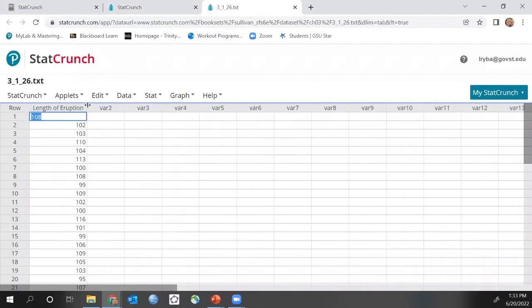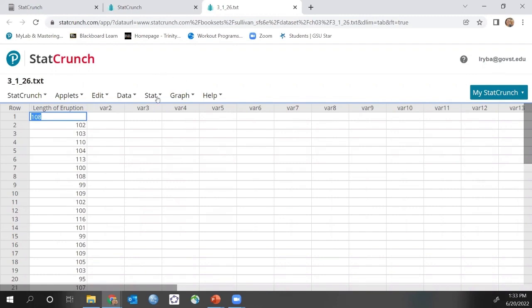And this is data for the length of eruption. Now, if I remember correctly, this is the length of time between eruptions of Old Faithful. I believe that's what this one was titled. It's hard to remember which one's which, but I think that's what this one was for. All right, so if I want to find the mean, the median, and the mode, because I have number data, I can do all 3.